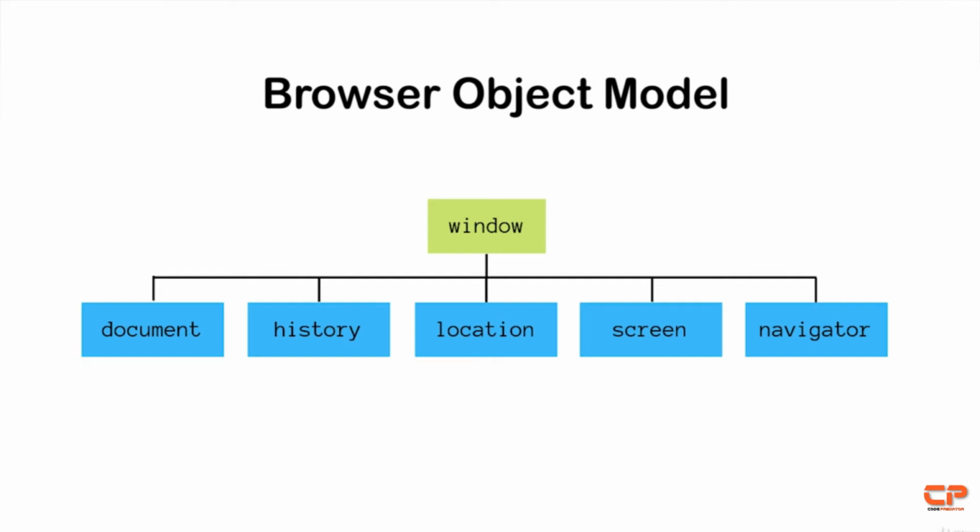The document object represents the web page structure and content in a tree format, where the tree nodes represent different HTML elements and text content. The history object holds the data about the URLs that have been visited by the user. The screen object holds the information about the browser screen like width and height. The navigator object contains information about the user's browser.